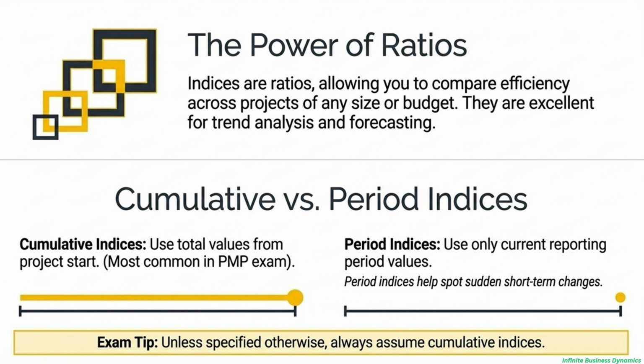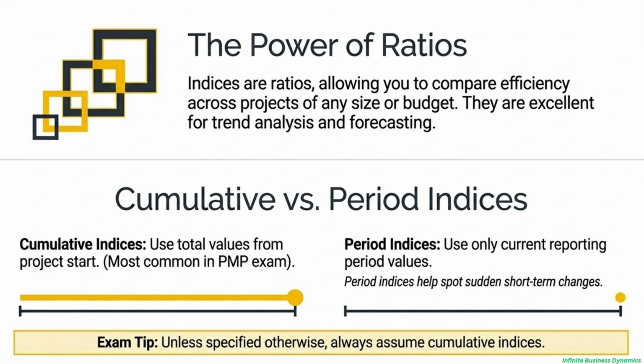Okay, this slide breaks down 2 really key concepts. Up top, you see the power of ratios. Because SPI and CPI are ratios, you can actually compare a tiny little project to a massive program and see which one is being run more efficiently. It's an apples-to-apples comparison. They're perfect for spotting trends.